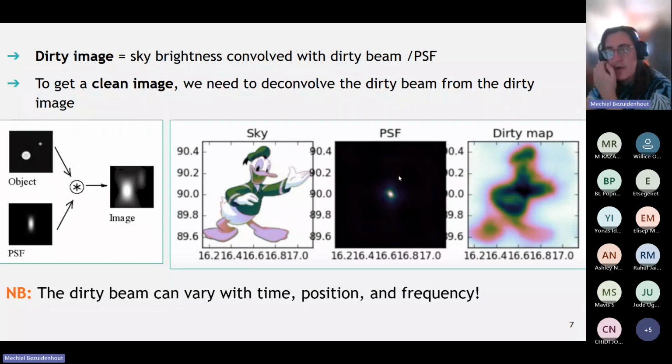And we should always be aware that in astronomy, we are working with dynamical systems, meaning that the dirty beam can vary with time, position, frequency, and polarization, which I don't have here. And so we should always be mindful when we make images. We have to correct for this dirty beam across all those 4 different dimensions: time, position, frequency, and polarization. So it can get very complicated very quickly.